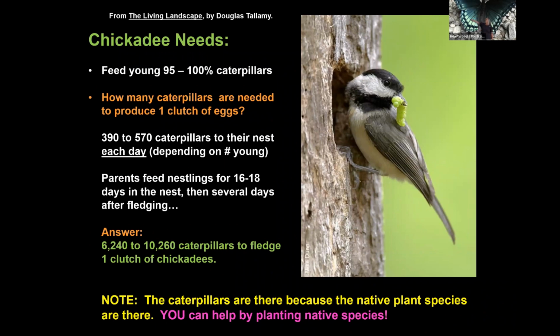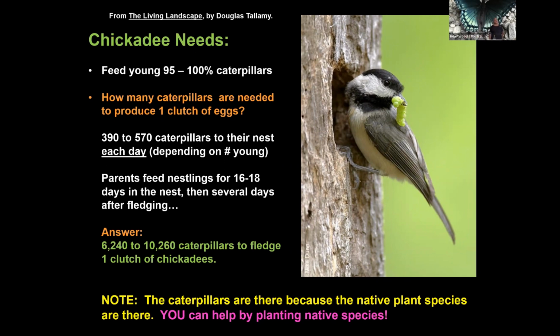So he started counting. In the end, the chickadees brought between 390 to 570 caterpillars to the nest every day. That's a lot of work when you're carrying usually one caterpillar at a time, right? Parents feed nestlings for 16 to 18 days in the nest, and then for several days, once the little birds have popped out and have started learning how to fly, they're kind of around your yard. So the answer that he found was up to 10,260 caterpillars for one clutch of chickadees. What if you had two clutches of chickadees?